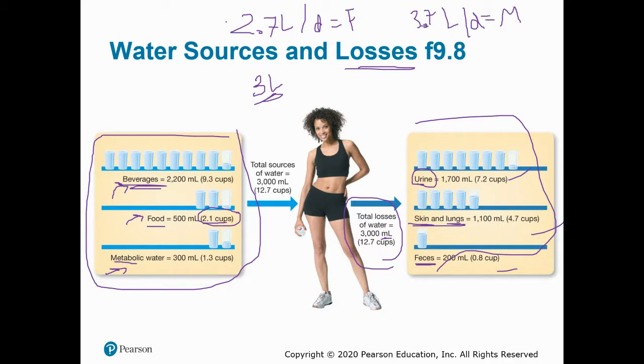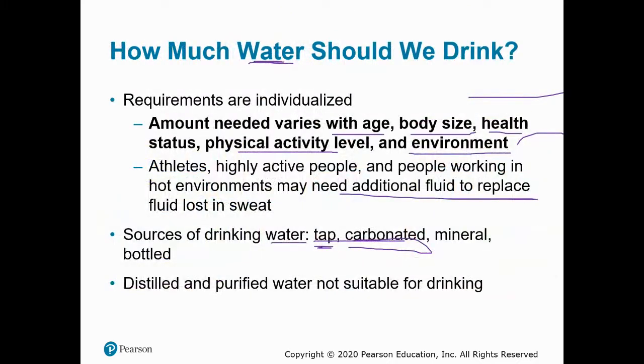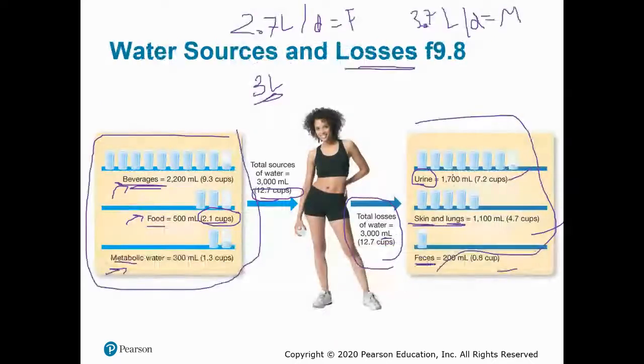If we come back, and down here you can see 3 liters is about 12.5 cups, right? So 3.7 liters is more than 13 cups. 2.7 liters is probably less than 12 cups. And then again, people who are super active and or working in hot environments need additional fluids beyond these levels up here, right? This is baseline.